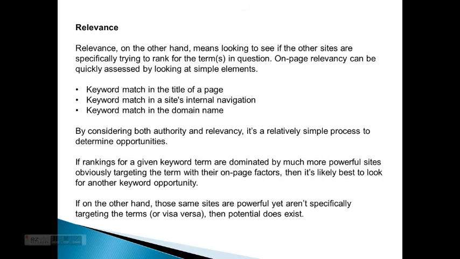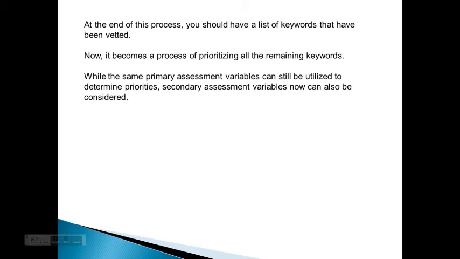At the end of this process, you should have a list of keywords that have been vetted. Now it becomes a process of prioritizing all the remaining keywords. While the same primary assessment variables can still be utilized to determine priorities, secondary assessment variables now can also be considered.